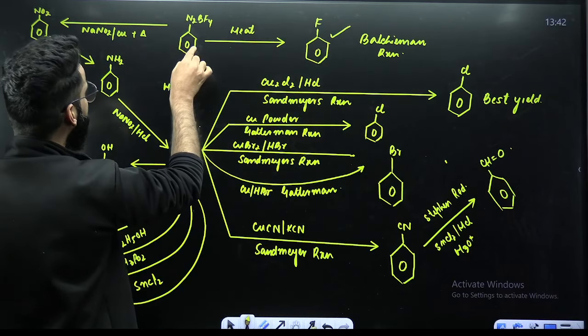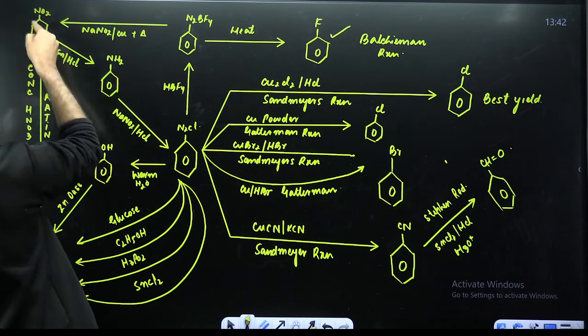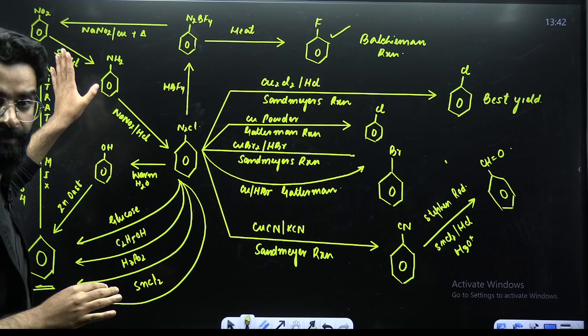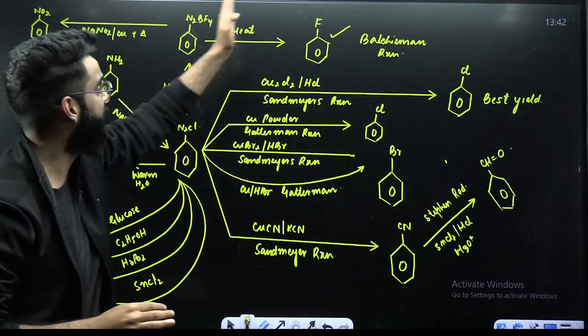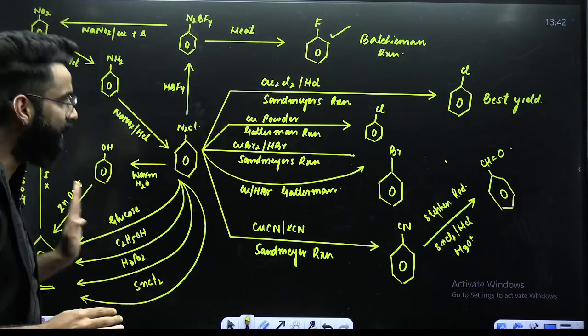From the same compound, if you make it react with NaNO2 and copper and give some heat, it gets converted into what? It gets converted into nitrobenzene. Perfect. Right? So from benzene diazonium chloride, you can get this. From this, you can get fluorobenzene through Balz-Schiemann reaction, or you can get nitrobenzene again.